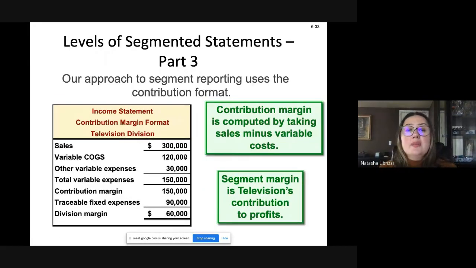So our approach of segment reporting uses the contribution format. Just want to make sure that we're using the same format. We're not doing the traditional financial statements. And contribution margin is computed by taking sales minus contribution costs. We've already done that.